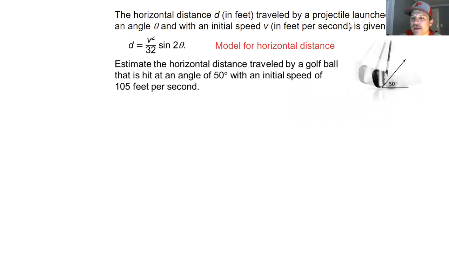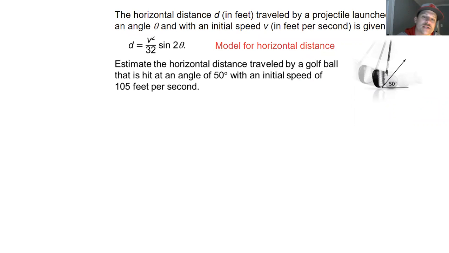All right, using a real life problem. The horizontal distance in feet traveled by a projectile launched at a specific angle with an initial speed is this formula. It's not something that you have to memorize. It's going to be given to you in any other problem that you work through. So don't worry about memorizing this formula, but it's just the model for what horizontal distance is based on your launch angle.